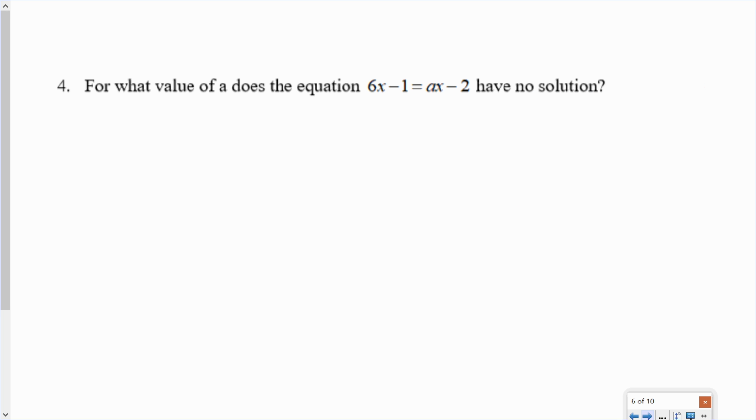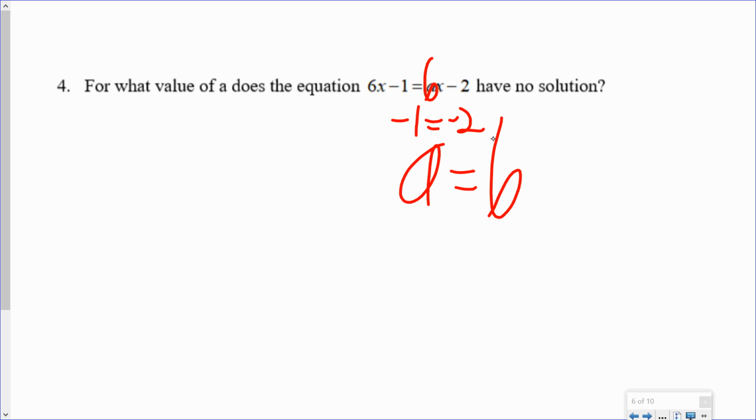For what value of a does this equation have no solutions? Well, in order for it to have no solutions or infinite solutions, the variables have to cancel out. In order for the variables to cancel out, a is going to have to be 6. Because if a is 6, now the variables would cancel. I would be left with negative 1 equals negative 2. That would give me no solution.